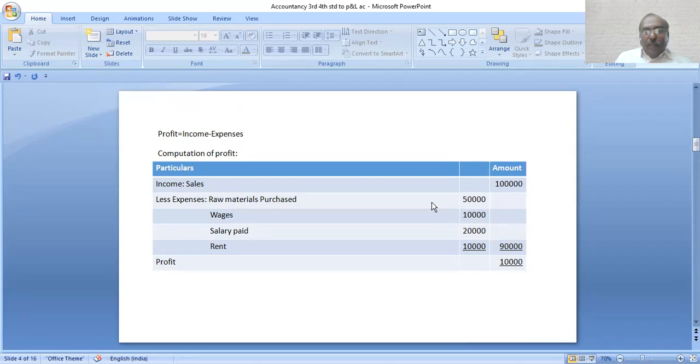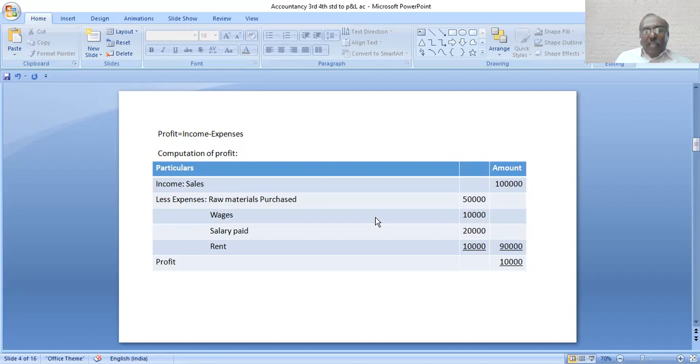So what is the income? Sales 1 lakh minus expenses: raw material purchase 50,000, wages 10,000, salary paid 20,000, rent 10,000. Likewise, you deduct all the expenses. First you total the expenses, it comes to 90,000. 1 lakh minus 90,000, profit is 10,000. Likewise, you will prepare the answer in a statement form. That is the statement type problem that we have studied in schools.